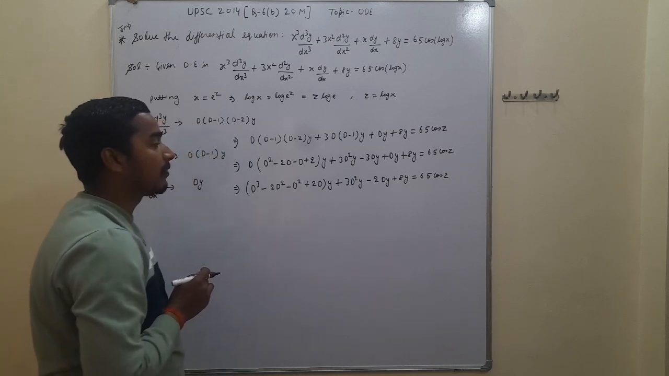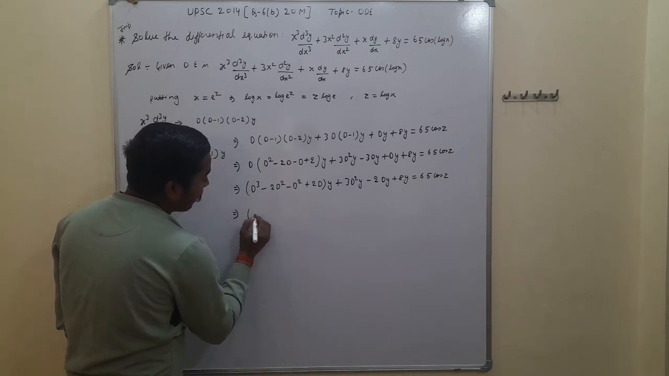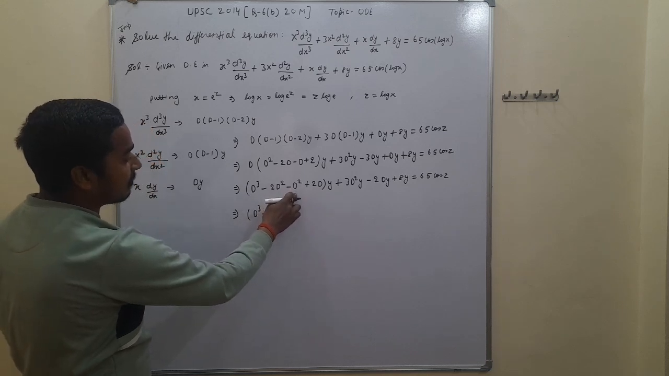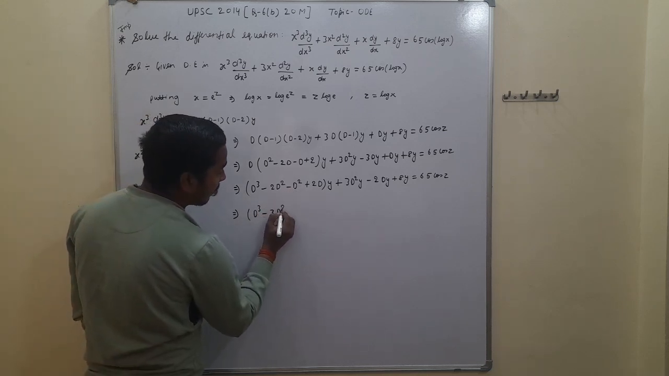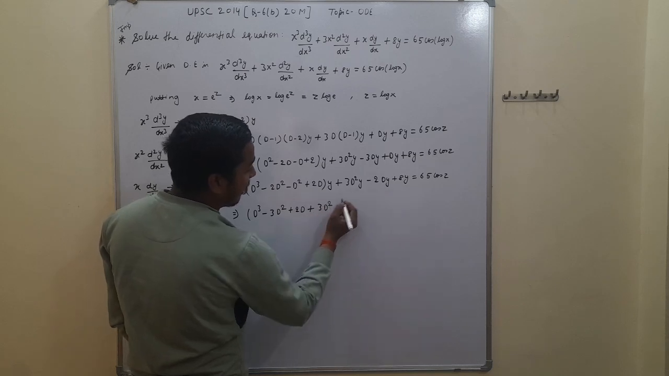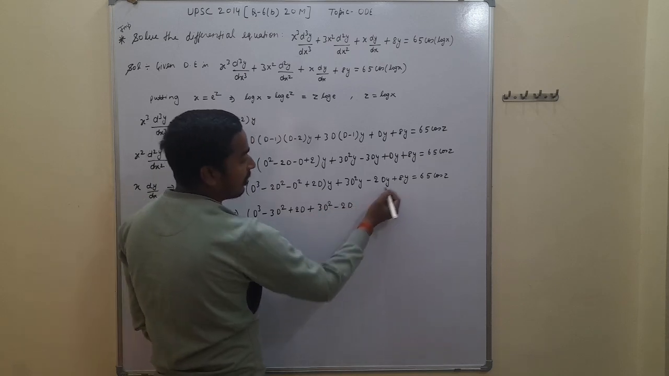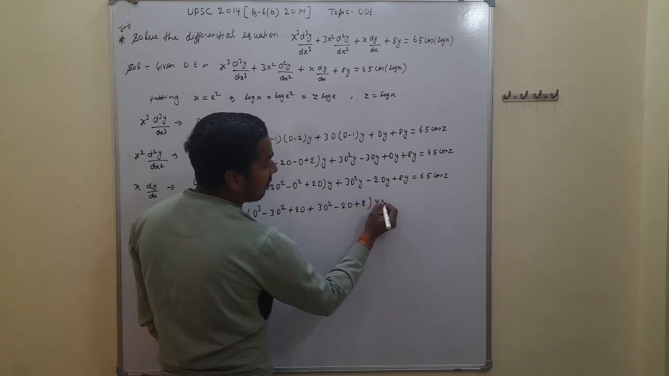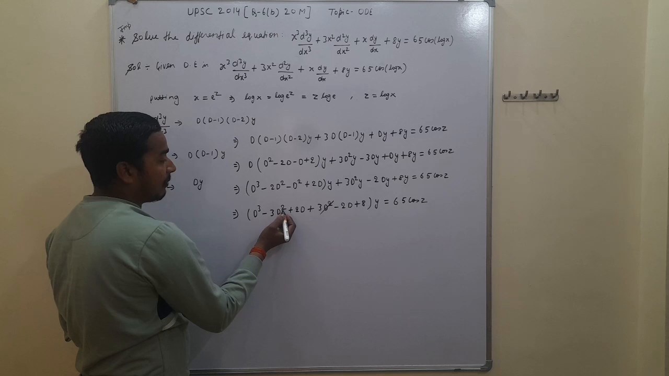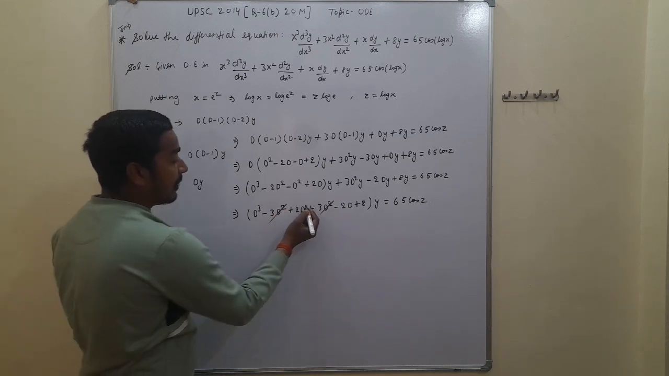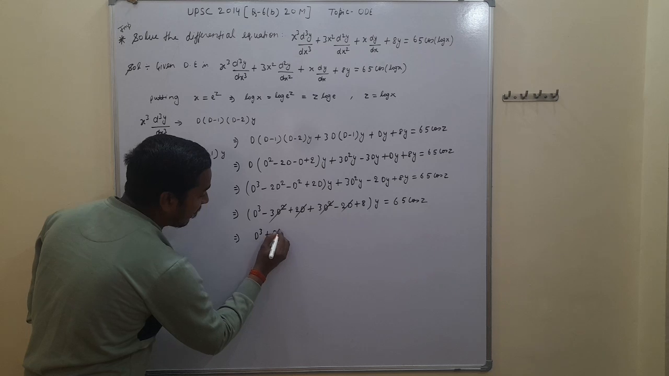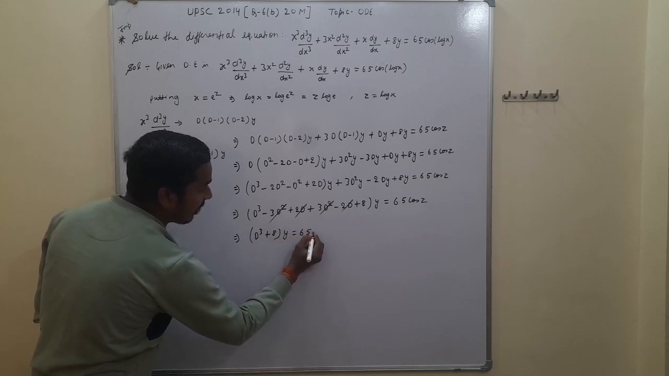We take y common from the left hand side. This gives D cube minus 2D square minus D square, that is minus 3D square plus 2D, plus 3D square, minus 2D, plus 8, into y, is equal to 65 cos z. From here 3D square and minus 3D square cancel out, and plus 2D and minus 2D also cancel out, and the remaining is D cube plus 8 into y is equal to 65 cos z.